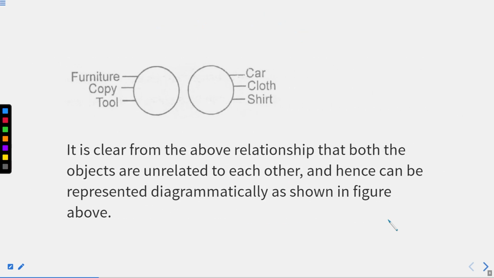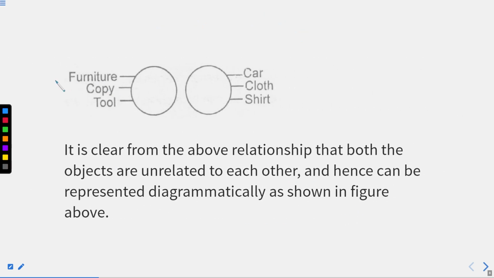Here you can see the clear diagram of the same. Here furniture refers to car, copy refers to clothes, and shirt refers to tool. But they all are totally different, right? Nothing in common. Okay, this is the clear representation of the same. Now it is clear from the above relationship that both the objects are unrelated to each other and hence can be represented diagrammatically as shown in the figure.